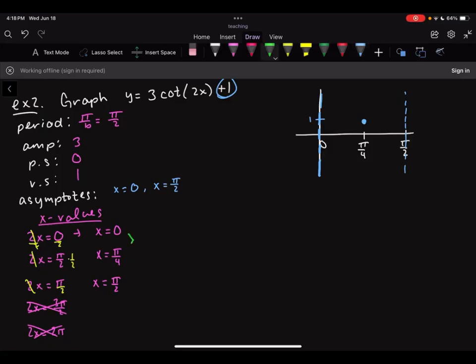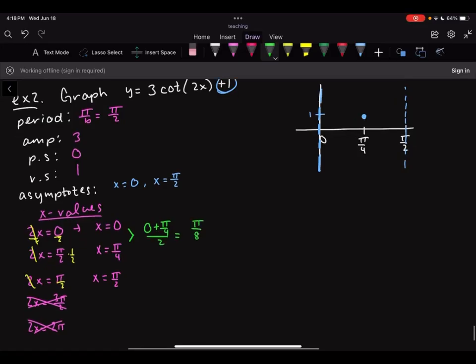So if I'm looking for points in between these, I'm going to do 0 plus pi over 4 divided by 2. So this is going to give me pi over 8. And then between these two, pi over 4 plus pi over 2 divided by 2. That's going to be 3 pi over 4 times a half, so 3 pi over 8.